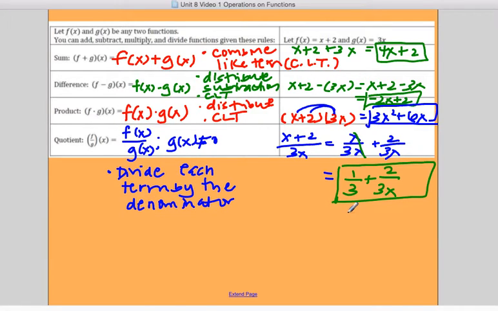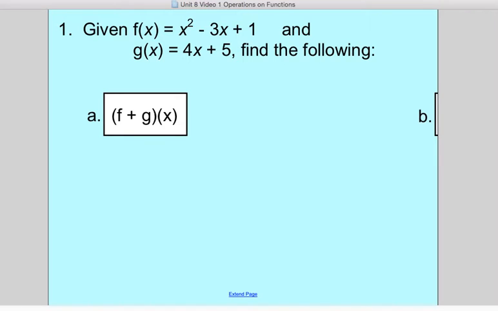Okay, so those are all examples. Biggest thing here is notation and how you handle that. Now we're going to go ahead and just do some examples. So example 1, we are given f of x and g of x. We need to find the following.